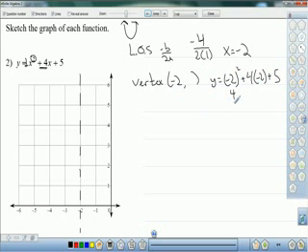Because you plug in 0, and when you plug in 0, all that's left is going to be c. All right, good? Let's graph a couple.